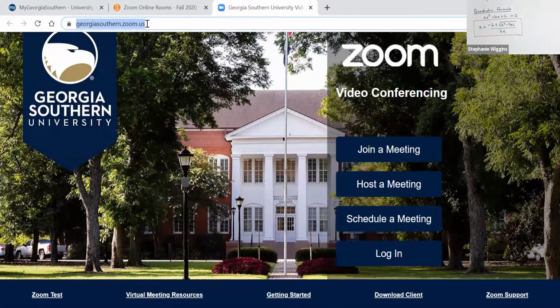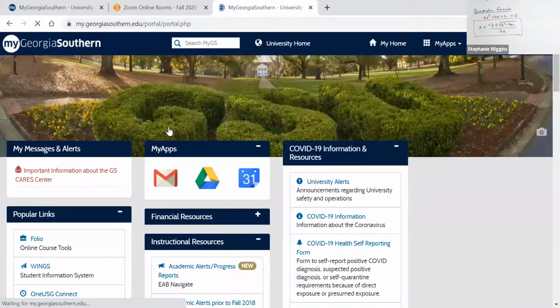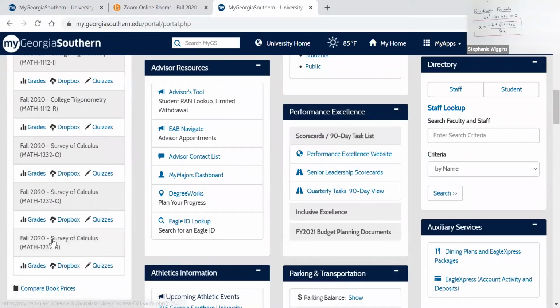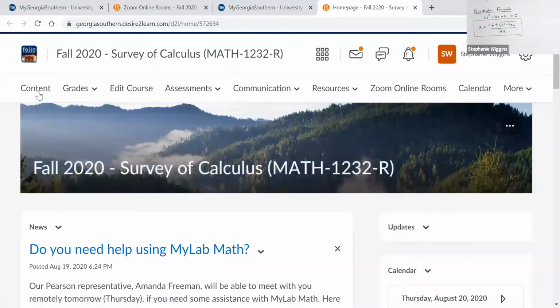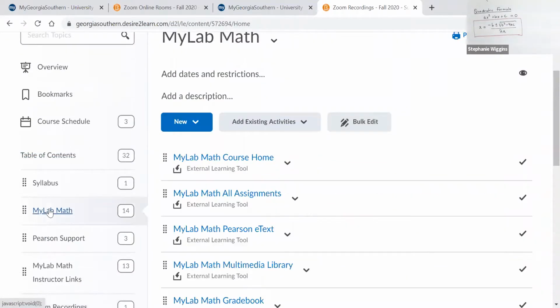In case you haven't gone in there yet, let me just remind you how you do this. So you're going to go into Folio, and we're section R. In the contents section, you're going to use this link here called My Lab Math. It's going to take you right to your homework, or well, these links here. You select assignments, and then it'll give you all your assignments.